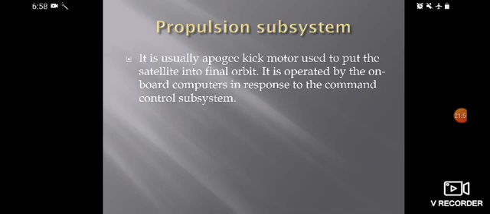So in this we have an apogee kick motor used to put the satellite into our final orbit, and it is operated by the on-board computers in response to the command control subsystems.